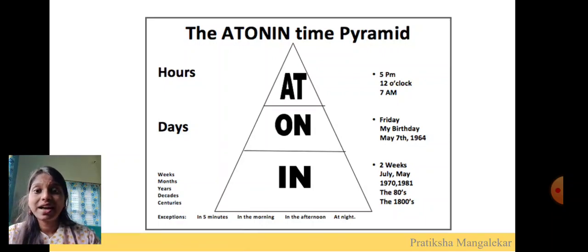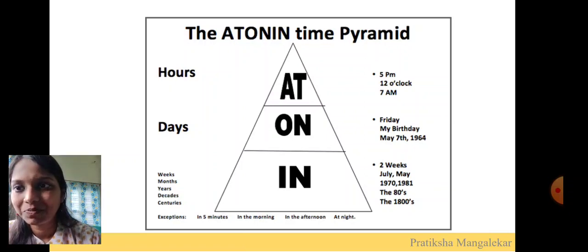You must know that I have referred to the PUC textbook for this particular information. I found it very informative and very easy to understand, and hence I have used it for teaching you prepositions today. The at, on, in time pyramid.